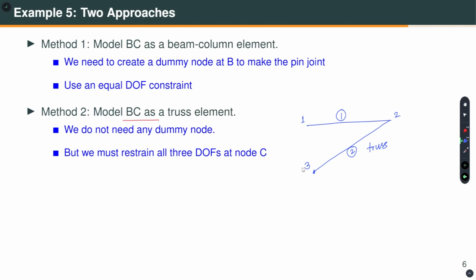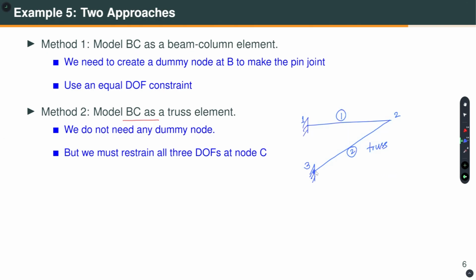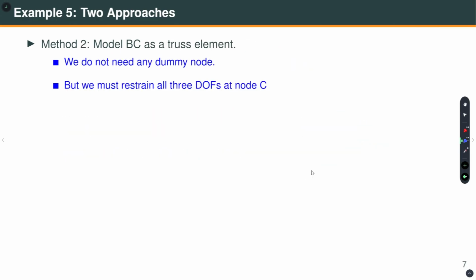Node 3 has 3 degrees of freedom, and a truss element has only 2 degrees of freedom at each node. So, what do we have to do? We have to restrain all the degrees of freedom here. Then this will work. You will say, sir, what does it mean that a truss element is being fixed? Because this node by default has 3 degrees of freedom, and the truss is only connecting to 2 degrees of freedom, so the third degree of freedom must be restrained. So, these are the 2 approaches that we will talk about.